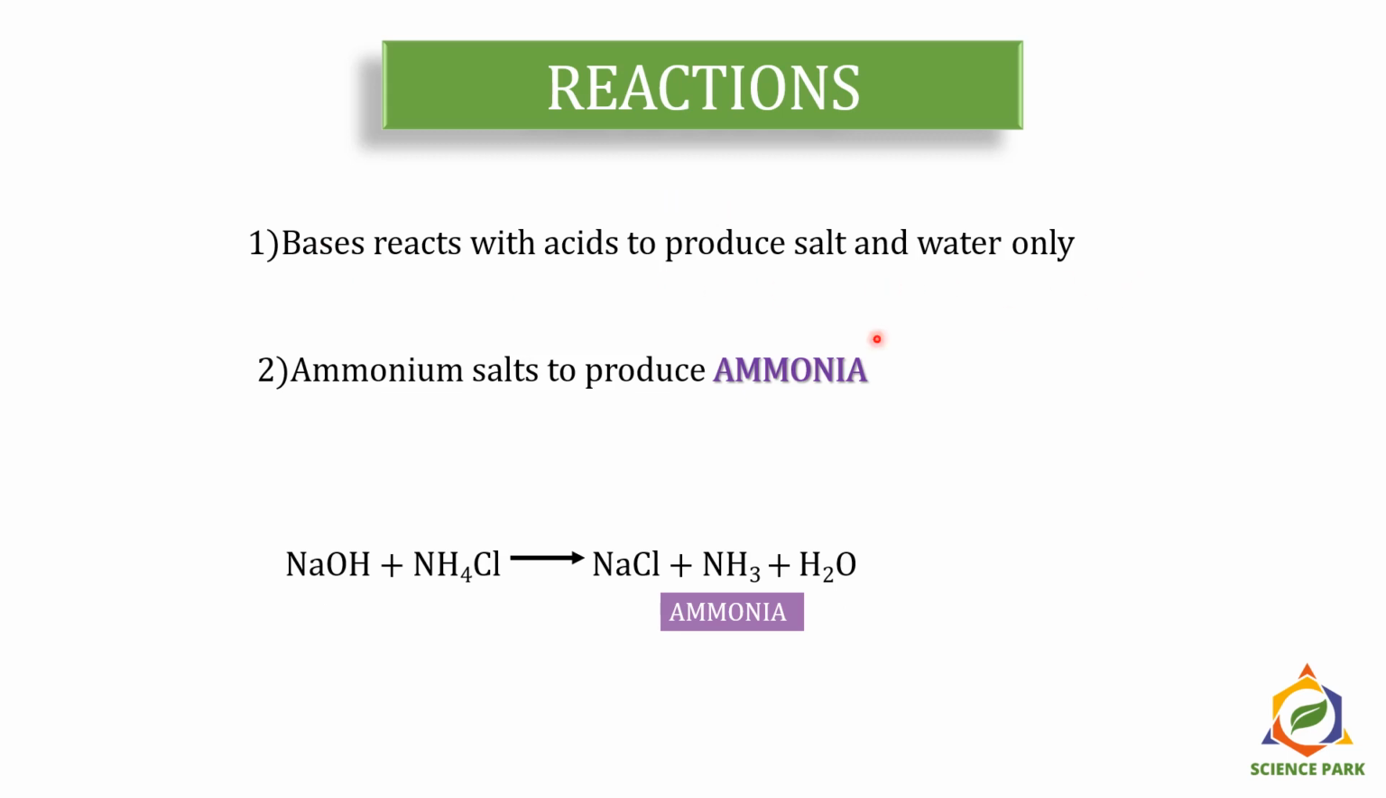We have seen that. Now ammonium salts are used to react with a base to produce ammonia, which is a very important product. So sodium hydroxide, caustic soda, is a very strong base. It reacts with ammonium chloride and forms sodium chloride, that is table salt, and pure ammonia plus water as a byproduct.